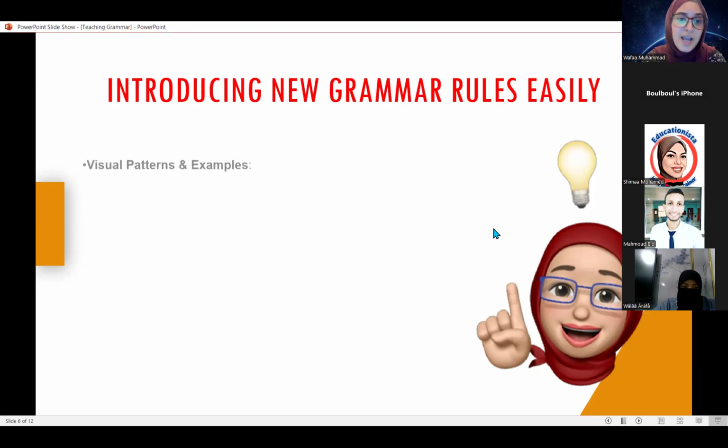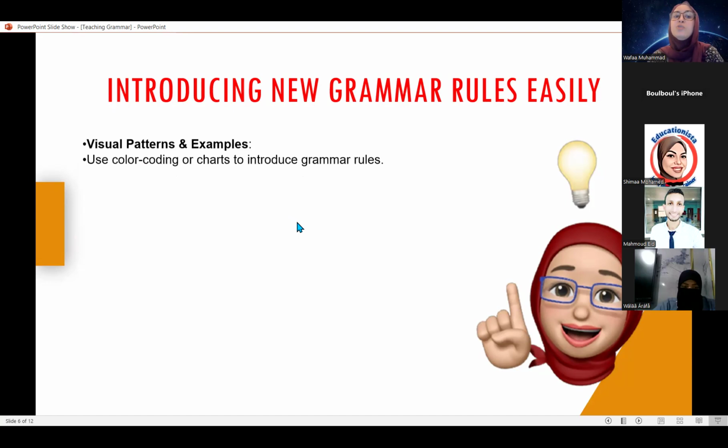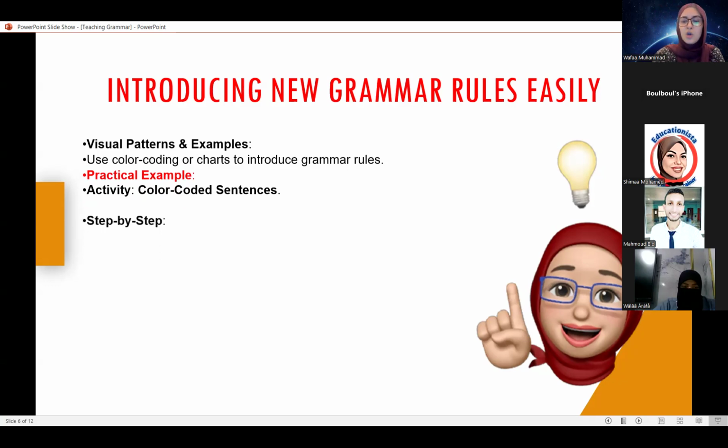So let's go for this. How can we do this? First of all, as I told you, visual patterns and examples, okay? Also, you can use color coding or charts to introduce the grammar rules. For example, as I told you, you can have the nouns in red and the verbs in blue. This is how it goes in some books like the Jolly Grammar. They are decoding everything with a special color, and it helps a lot. A practical example, the color coded sentences.